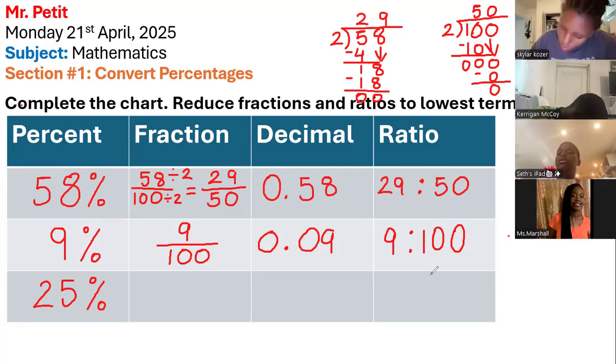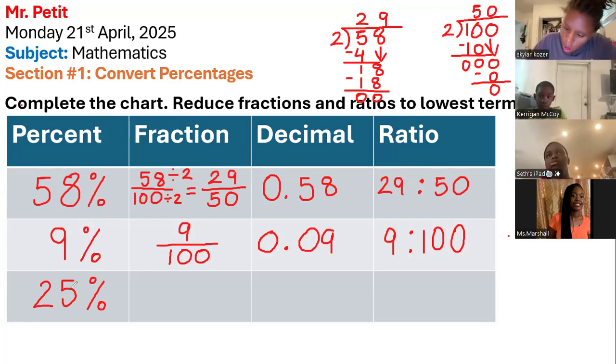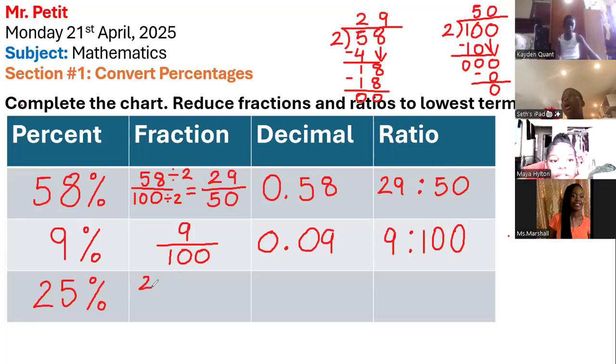25%. How do you write 25% as a fraction? 5 over 50. No, as a fraction first. 25 over 100. You could divide it to make it smaller. All right, let's just start with the 25 over 100. So 25% written as a fraction is going to be what? 25 over 100. Very good.